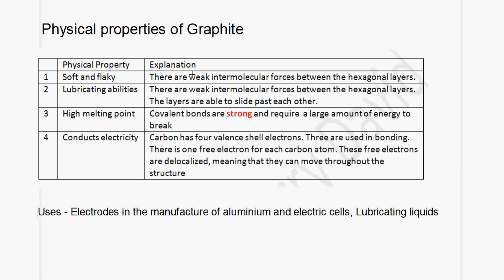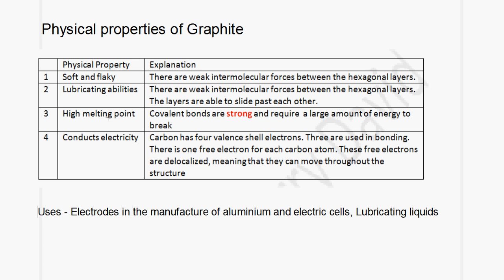Now let us look at the physical properties of graphite. Graphite is soft and flaky, and the reason for this is that there are weak intermolecular forces between the hexagonal layers. Graphite has lubricating properties, and the reason for this is that there are weak intermolecular forces between the hexagonal layers. The layers are able to slide past each other.